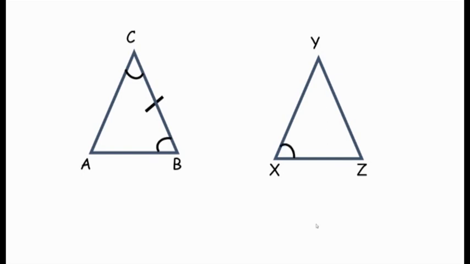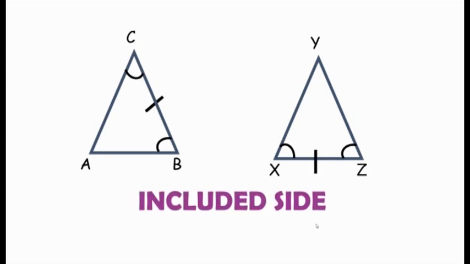And the other triangle, angle X and angle Z. Which side will be considered an included side? That will be side XZ. It is a side that is between two marked angles.